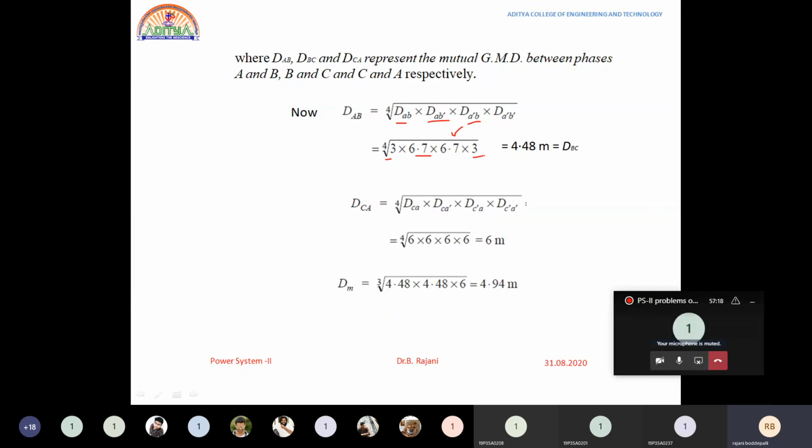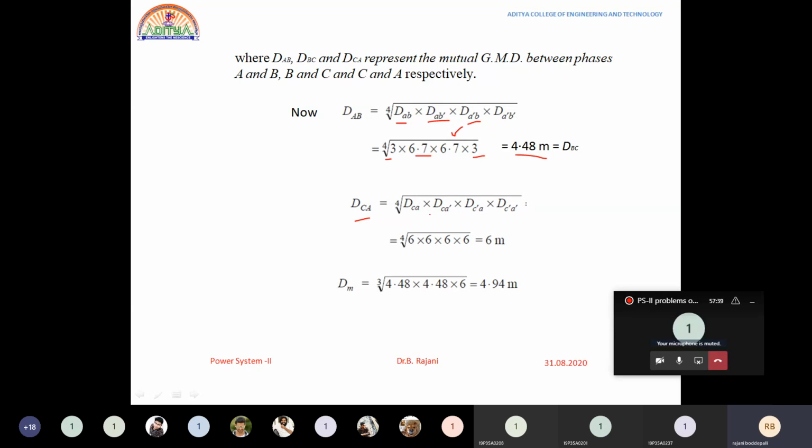Like this, by seeing the diagram, you have to put the value of each and every element, and you need to find the value of 4.48 meters and DBC. Again, you need to find the DCA value. In the same way, these are the combinations: CA, CA dash, C dash A and C dash A dash.